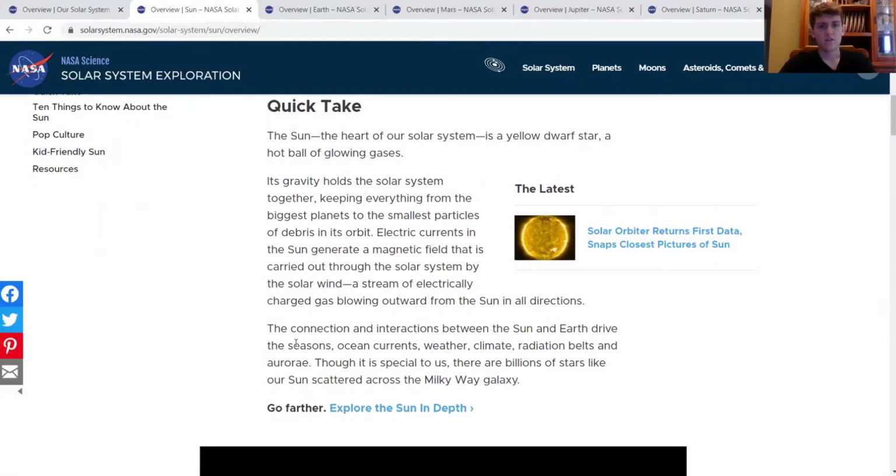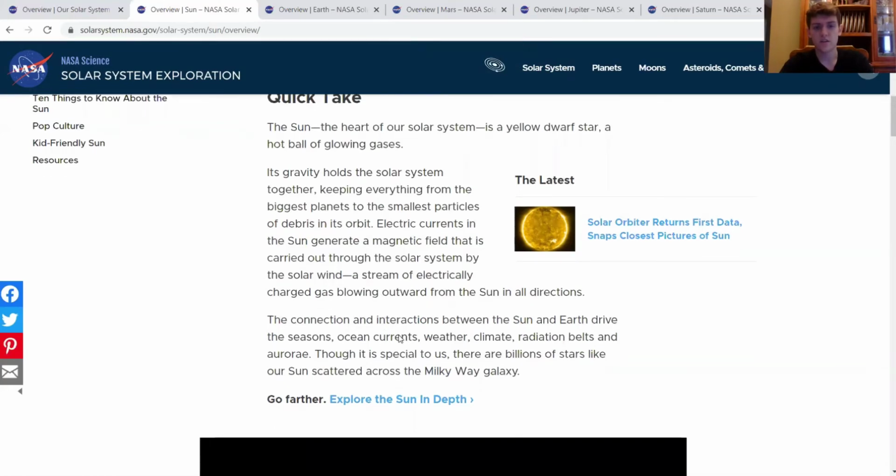Its gravity holds the solar system together, keeping everything from the biggest planets to the smallest particles of debris in its orbit. The electric currents in the sun generate a magnetic field that's carried out through our solar system by the solar wind, a stream of electrically charged gas blowing outward from the sun in all directions. The connections and interactions between the sun and Earth drive the seasons, ocean currents, weather, climate, radiation belts, and auroras. Though it is special to us, there are billions of stars like our sun scattered across the Milky Way galaxy.